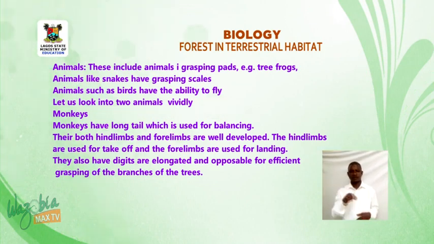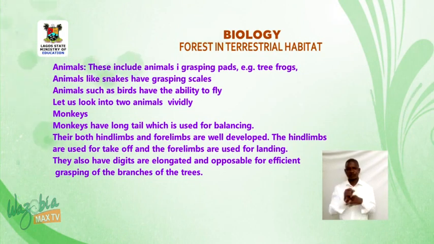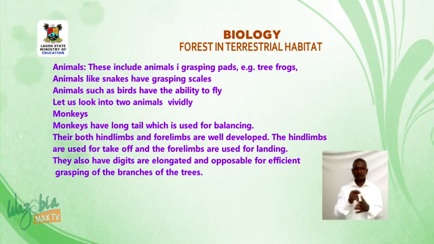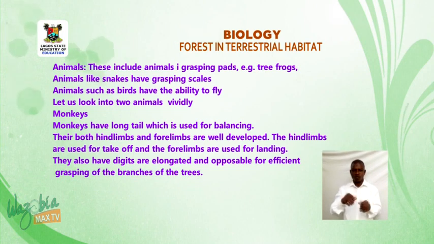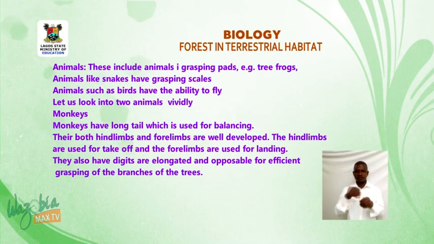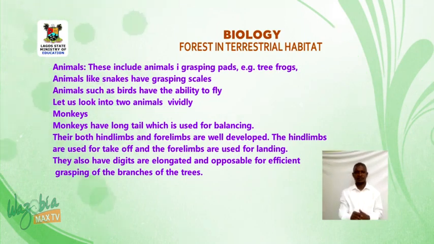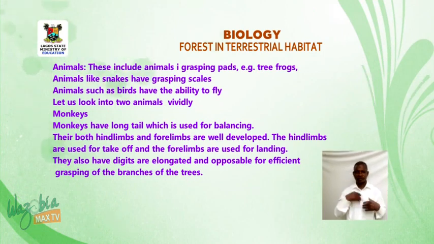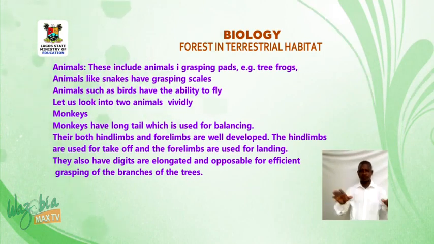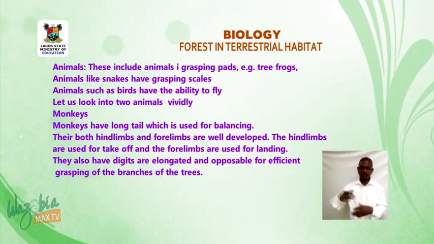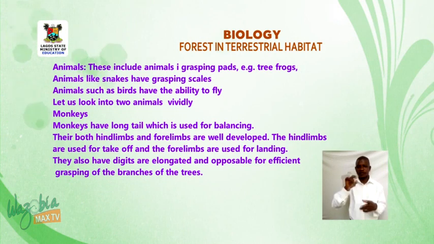Animals like snakes have grappling scales. With those scales, they can crawl on the trees and stay on the tree. Those are adaptive features for staying in the forest. Animals such as birds have the ability to fly from one place to another. They can even leave the forest and fly to another region.